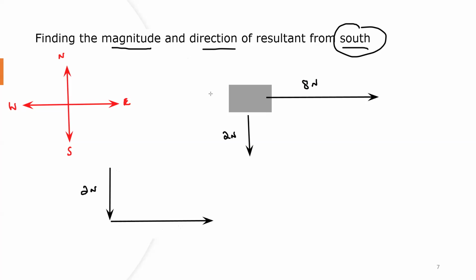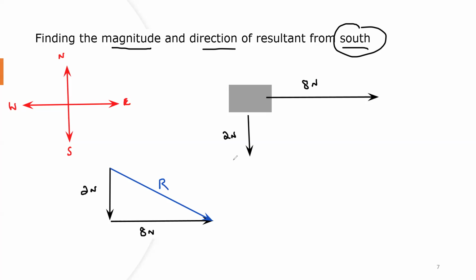This is the head to tail rule, as we call it. From the head of the first vector, we draw the second vector, that is 8 Newton. Now what is the resultant? From the tail of the first to the head of the last. So this will be our resultant.